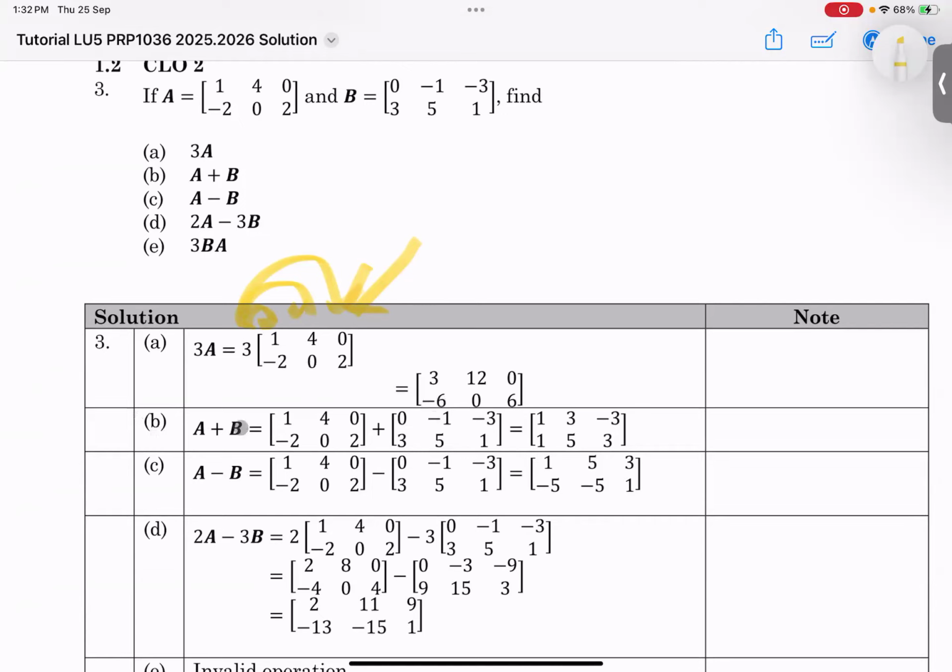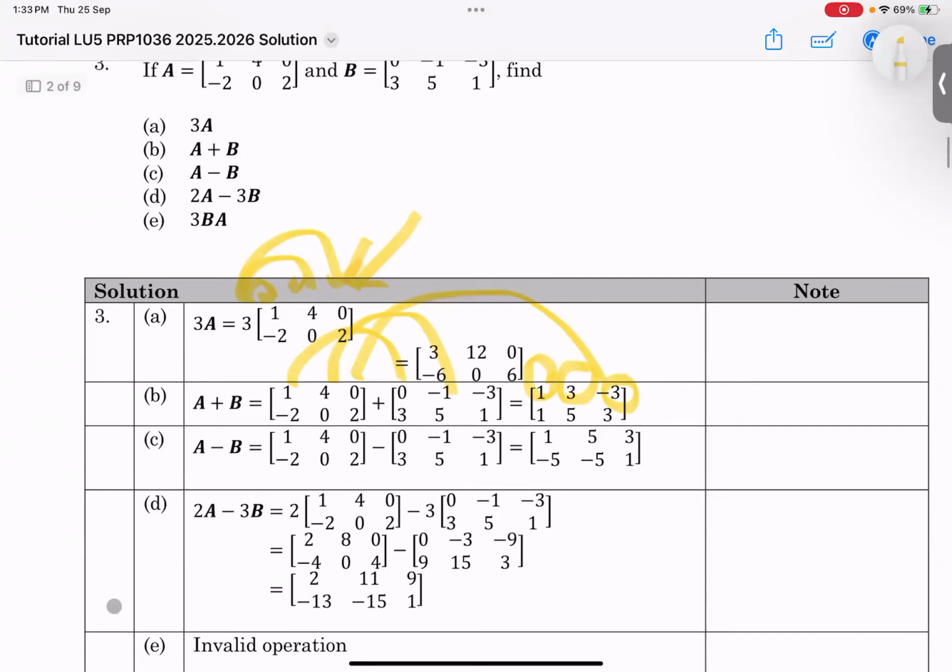As for question A and B, I also highly recommend you write down the matrix first, only then continue to find the answer. For example, A plus A, you get this answer. B plus B, you get this answer. C plus C, this one. And for minus, please take note of this minus sign, and make sure you get the correct sign for your answer.